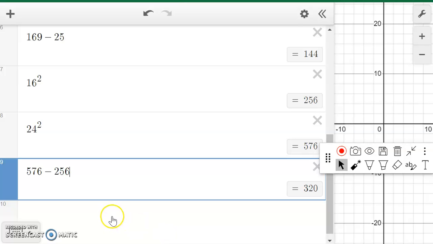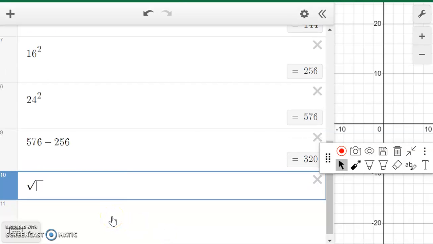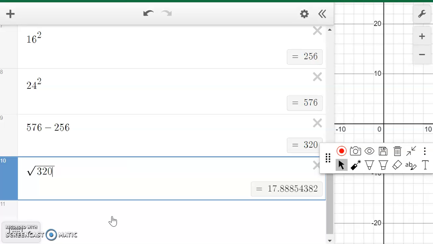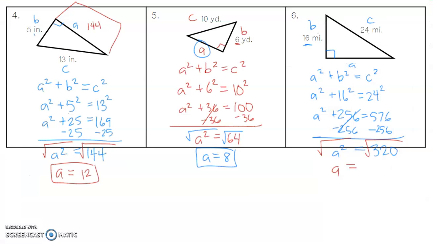So I just go back in. I say, okay, square root of 320, 17.888, so I'm going to round that to 17.9, would be my missing side length. Okay, so that's how you use Pythagorean theorem. It's substitute in, square, and then take the square root. Do I need to subtract, or can I just add them and then take the square root?